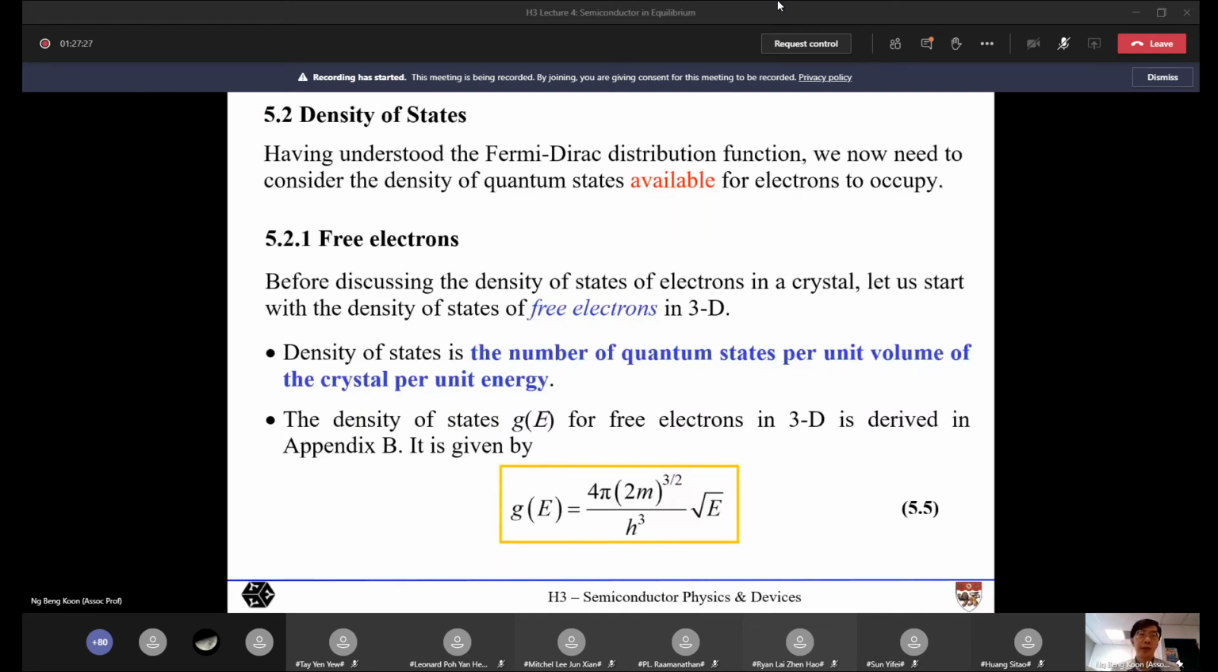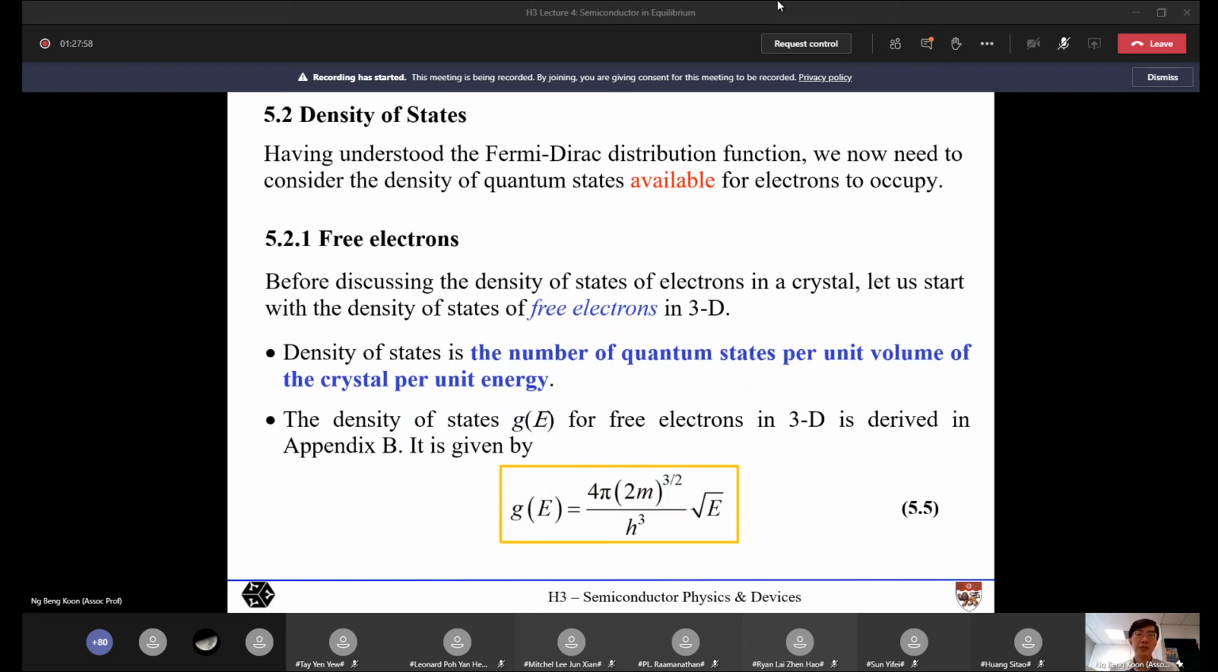that can take an electron. So in order to derive this density of states, the way we do this is first by considering free electrons in three-dimensional space. If you work through the derivation, which is not required in this course, but anyway we put it in Appendix B for your reference. If you're interested to see how it's derived, you can go and have a look, but we do not require you to know how to derive it.